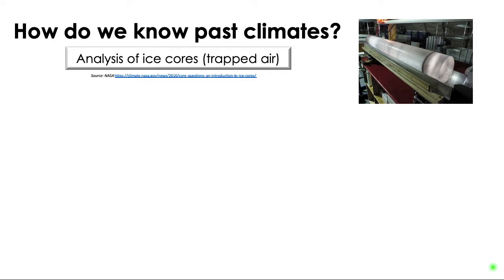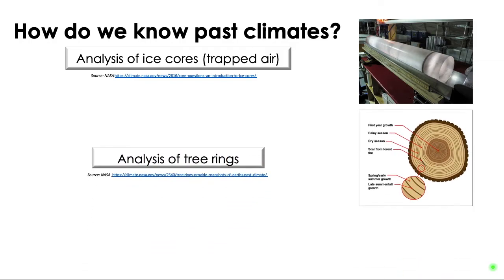What about millions of years ago? How do we analyze that? Well, there are a few other things that do that. But if we're staying in the relationship of thousands of years ago, we also can analyze tree rings. And tree rings are a very simple thing to analyze.